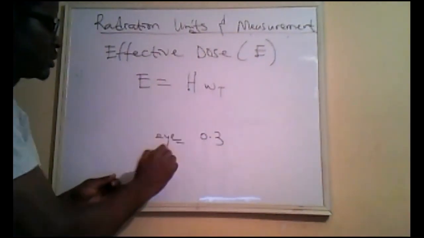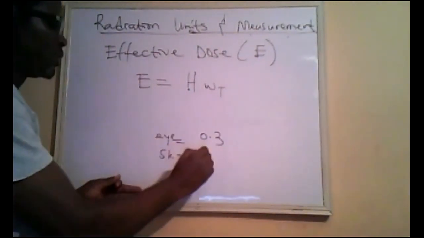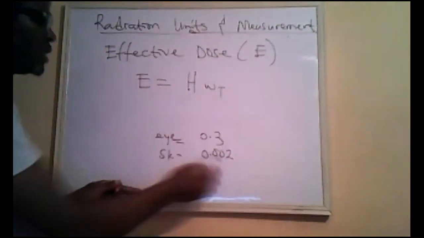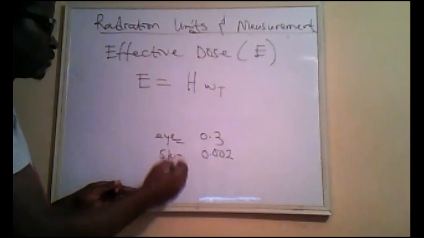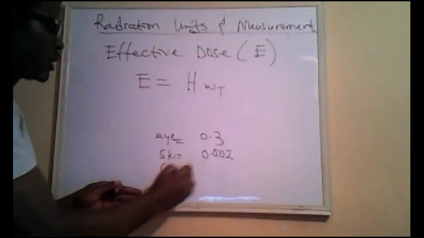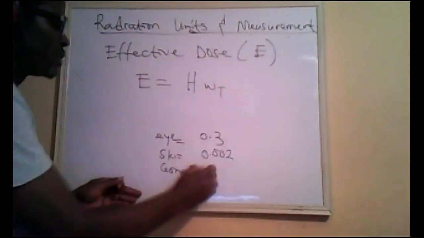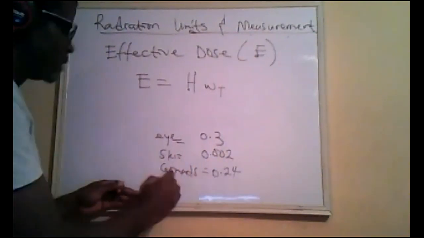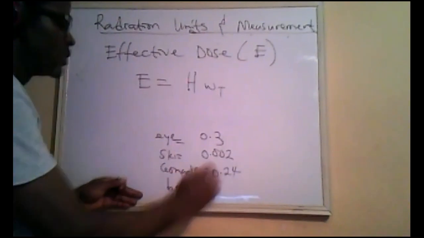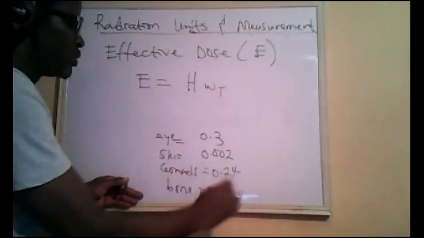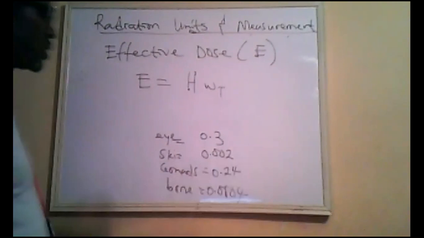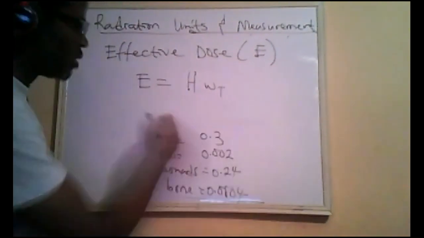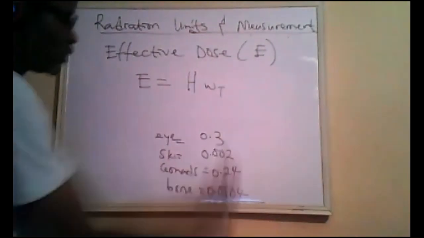based on the tissue. For example, I can have a tissue weighting factor of 0.3 for the eye. The skin can have one of 0.002. That's it. The weighting factor of skin is much less than that of the eye. The gonads can have close to this, maybe 0.24. Maybe the bone, of course, if you have 0.000 whatever, much lower. So at the end of the day, if you calculate everything, all the organs of the body, it's going to give us 1.